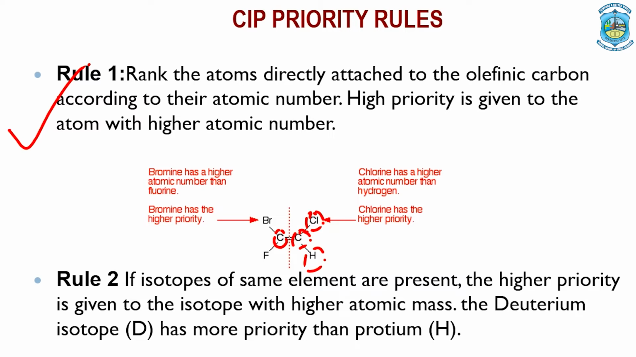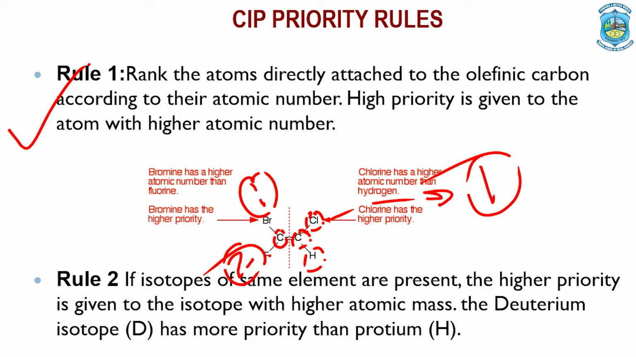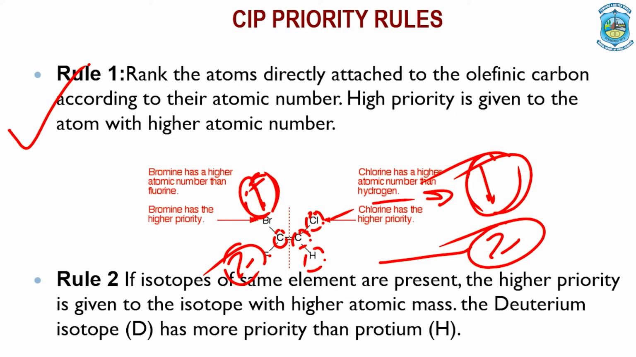So, if you compare the atomic number of fluorine and bromine, bromine has higher priority due to its higher atomic number, and fluorine has lower priority because of its small atomic number. Similarly, comparing on the other carbon, chlorine has a higher atomic number than hydrogen. So, priority is assigned based on atomic number. So, we have Br on this side as the higher priority group and Cl on this side as the higher priority group.